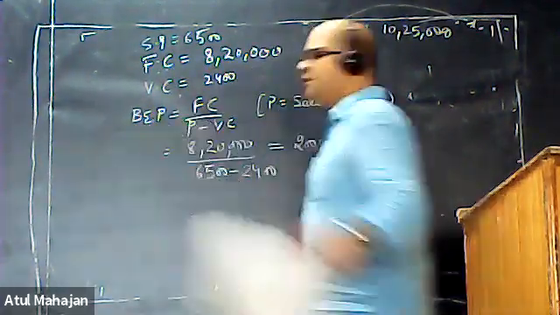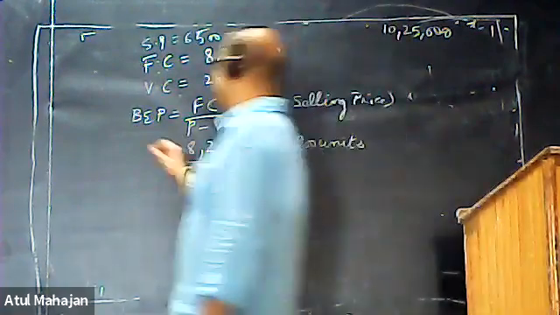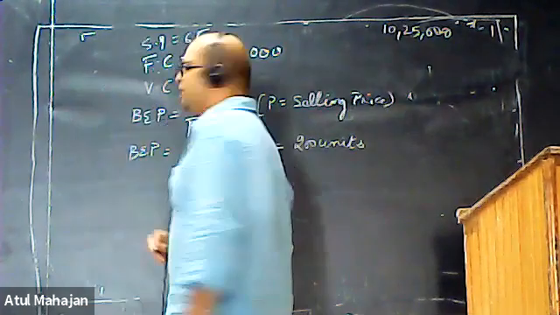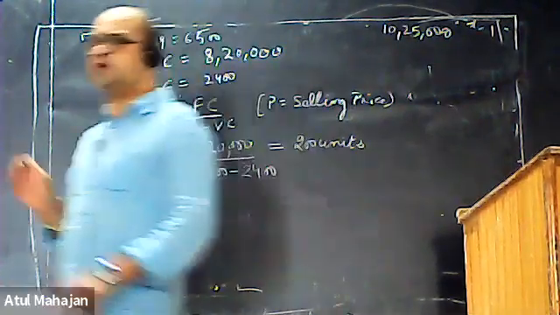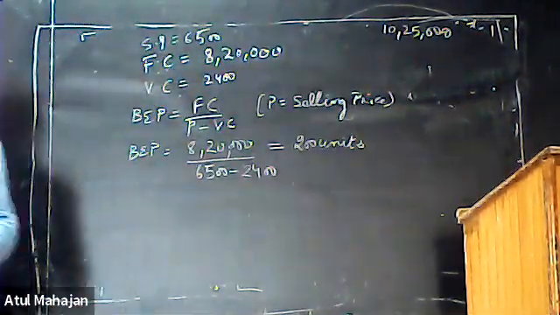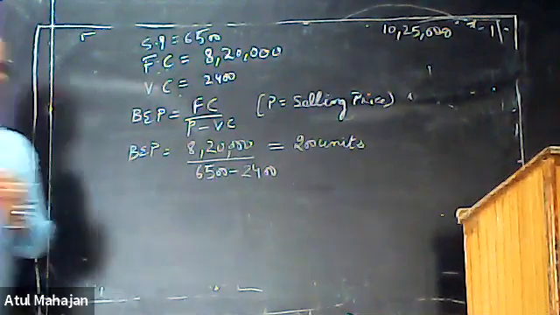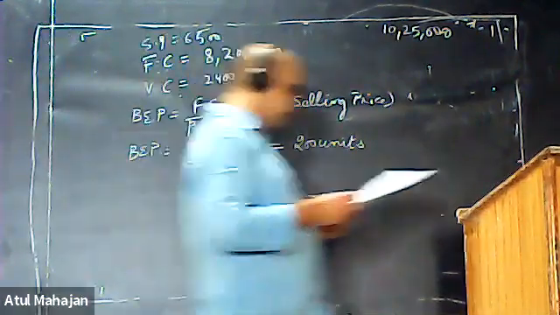So we have calculated the break-even point as 200 units. That means these are the 200 units for which we are neither getting any profit nor any loss. We are at the least risk at 200 units. This is the first part.